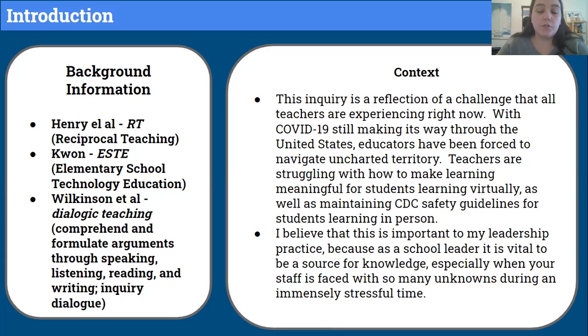So for those students who were learning in the classroom twice a week, we as teachers still needed to maintain social distance and follow CDC safety guidelines to ensure that all students were safe. And that also goes into the difficulty of making learning meaningful, because you cannot use manipulatives, you cannot use shared materials, which is something that we, especially as elementary school teachers, really depend on.